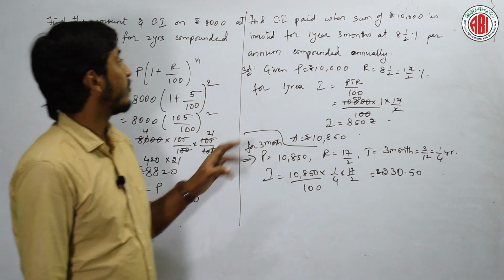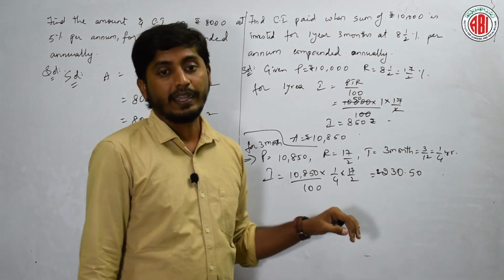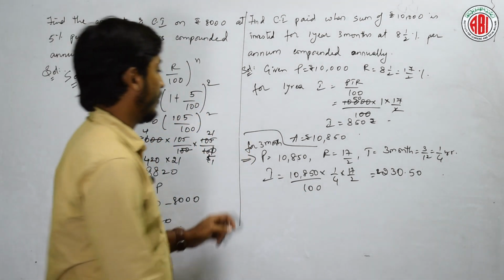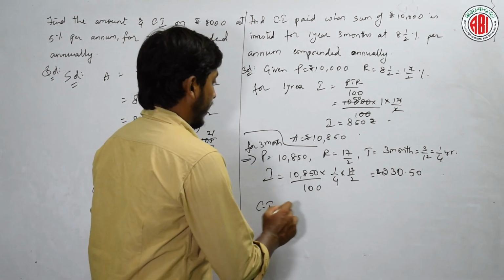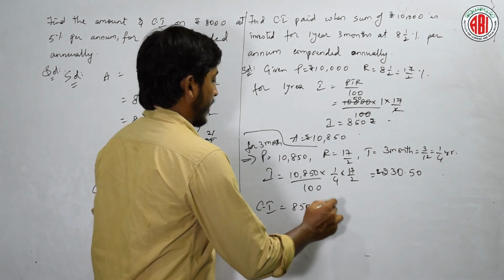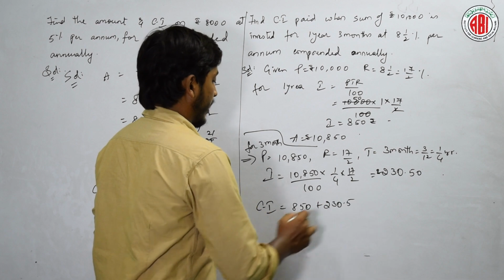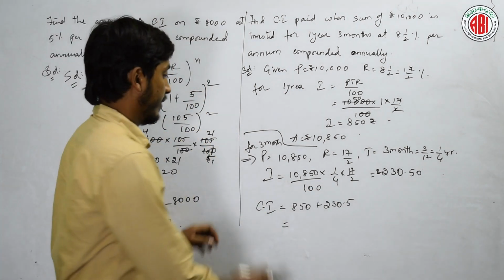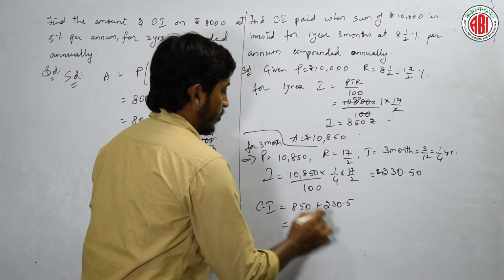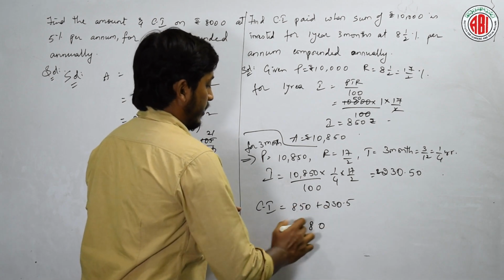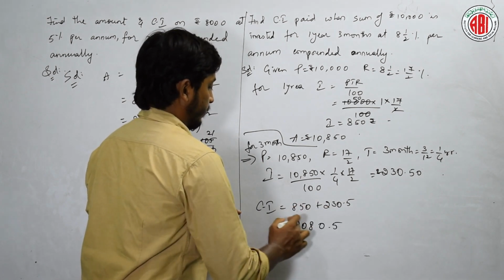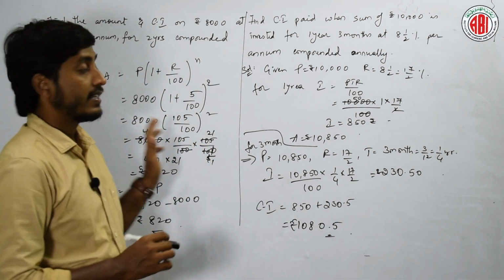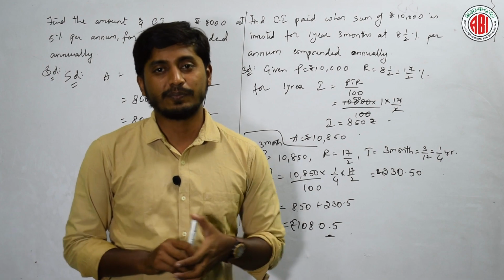Then he is asking us to find the CI paid. How much is the compound interest totally? Tell me. Total compound interest is 850 rupees plus 230.5. How much is it? Just add. Clear? Did you understand? Shall we move on to the next problem?